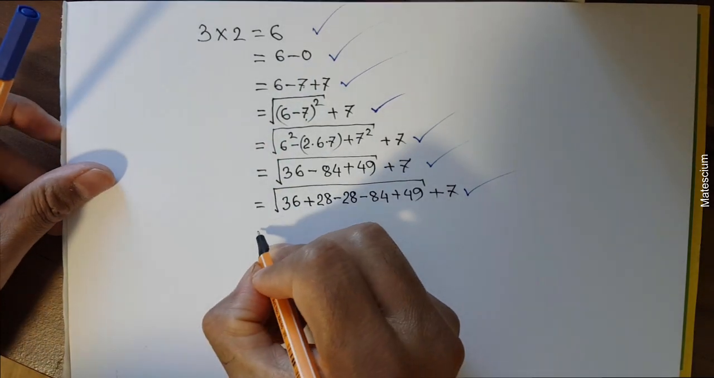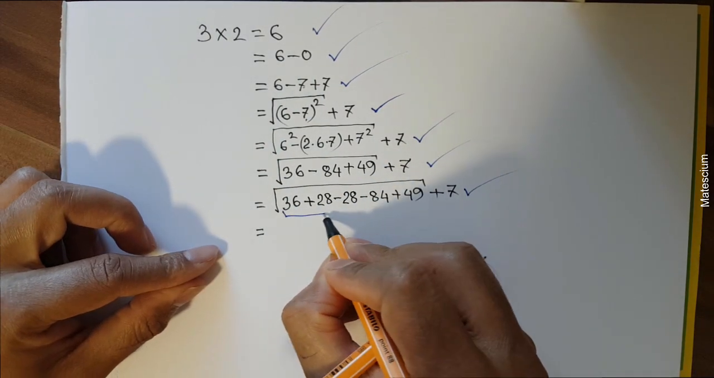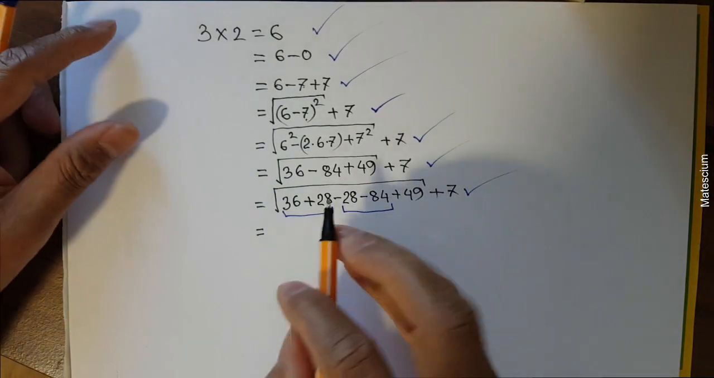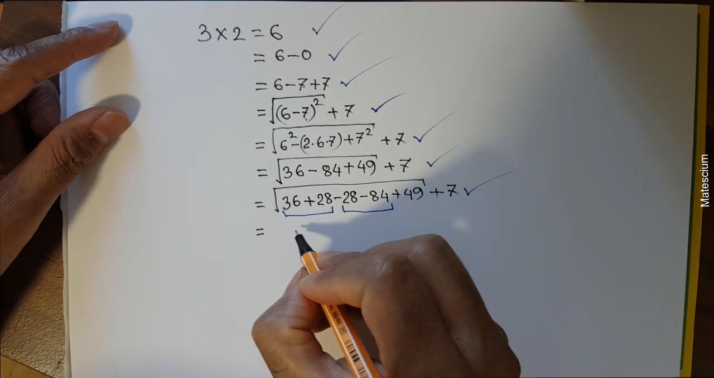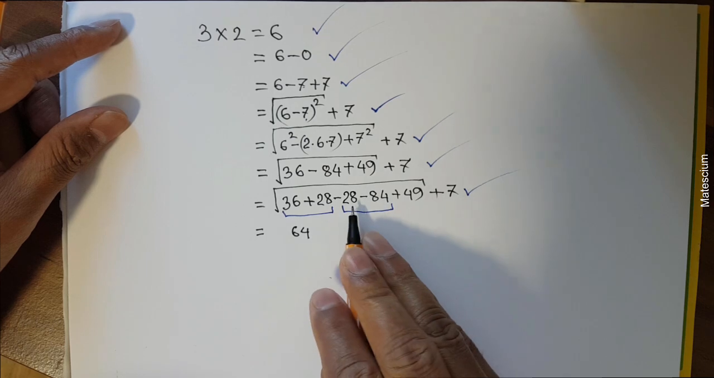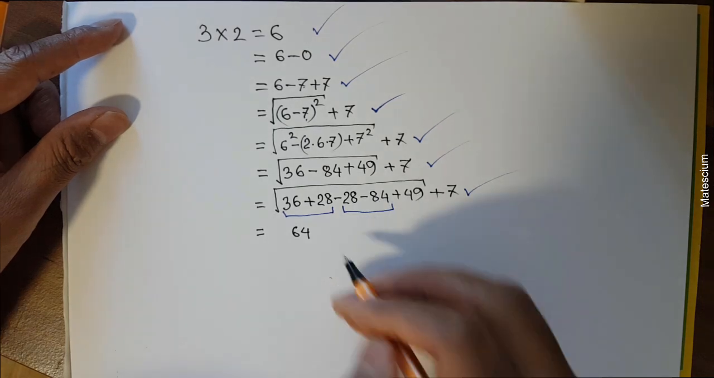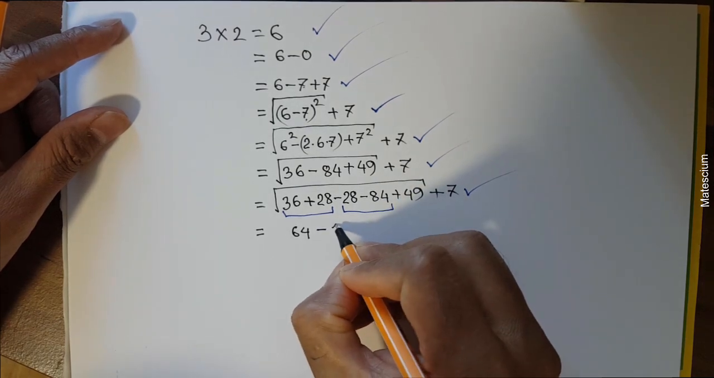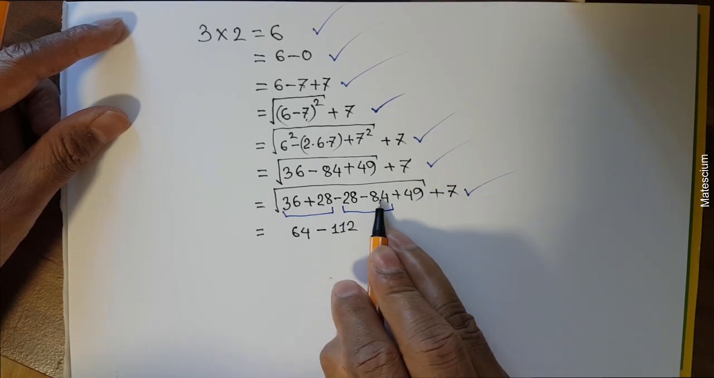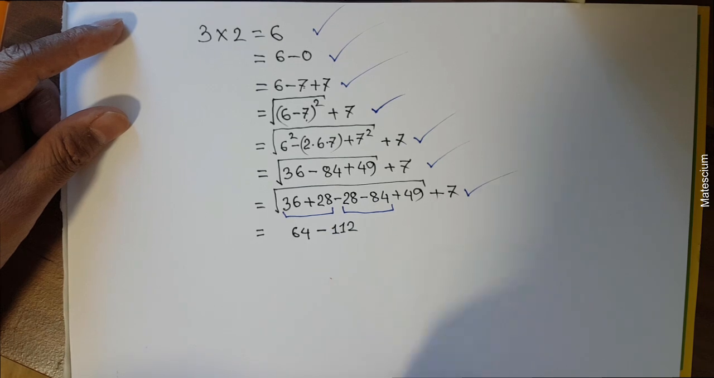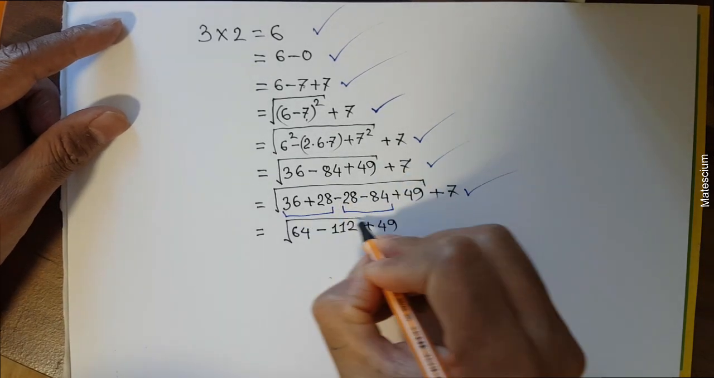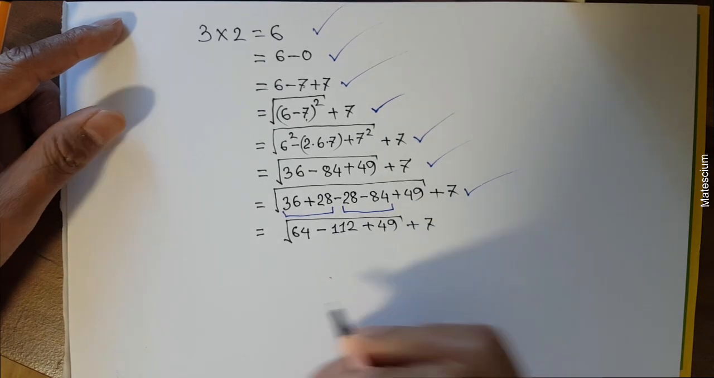Let's go to the next statement. I will consider these two parts and those two parts together. 36 plus 28 is 64. Then minus 28 and minus 84 is minus 112. Because the larger one's sign is minus, this is minus. Plus 49 remains as it is, and this square root is exactly here, plus 7.